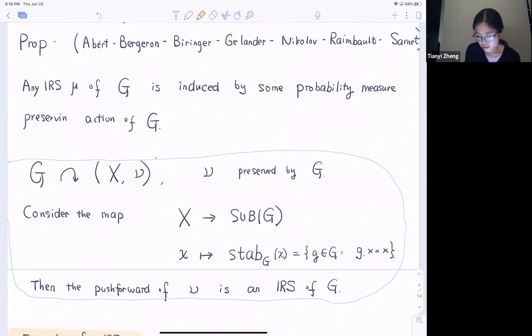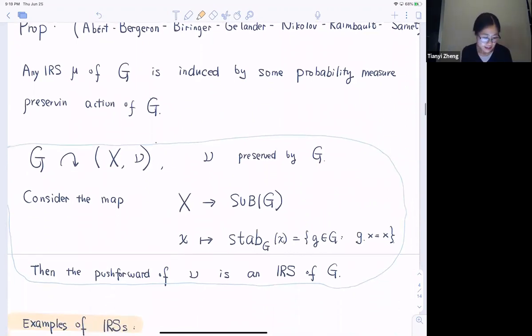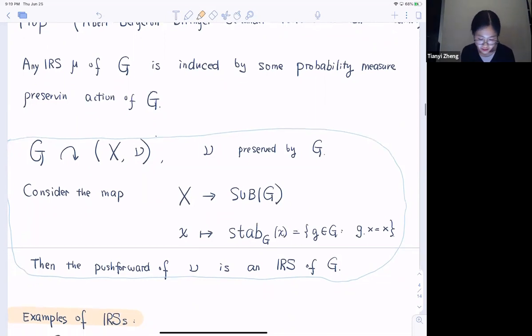So these seven authors are known as the seven samurai. They have this famous paper on IRSs and their relation to other topics. So here, the proposition tells you that all IRSs arise in the following way. They are induced by p.m.p. actions of G. So here, induced IRSs mean the following thing.